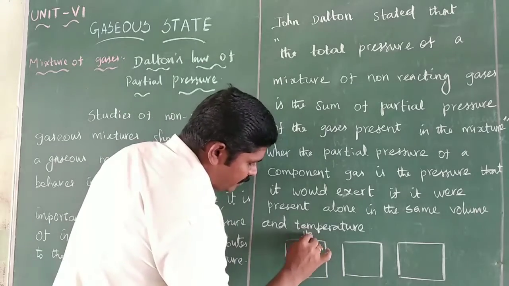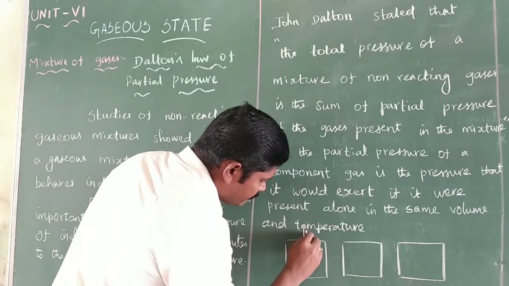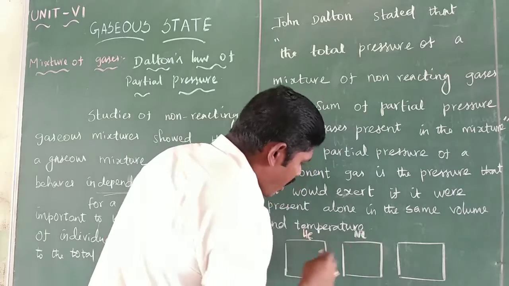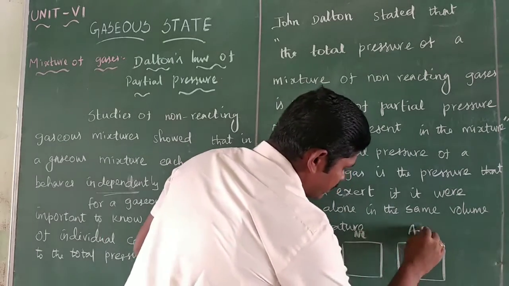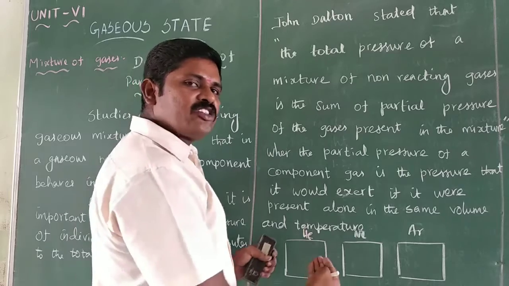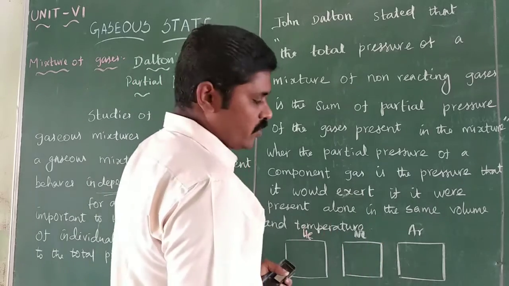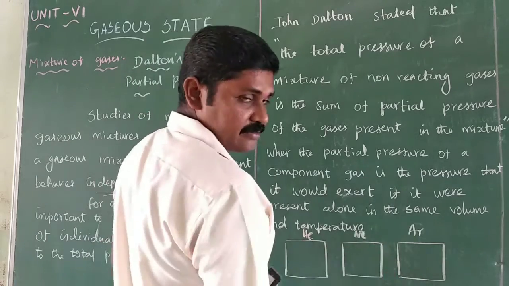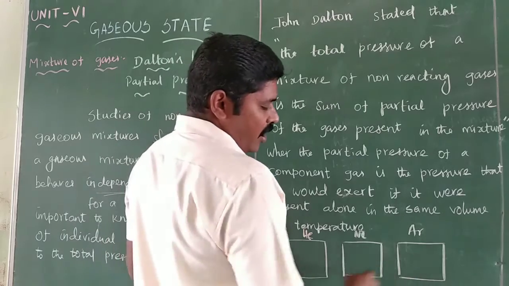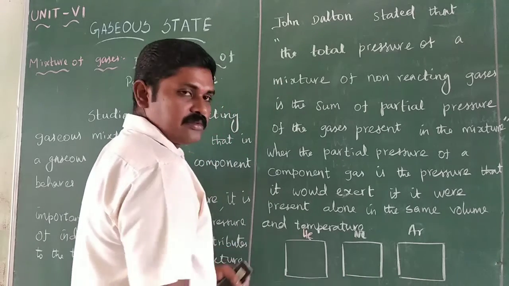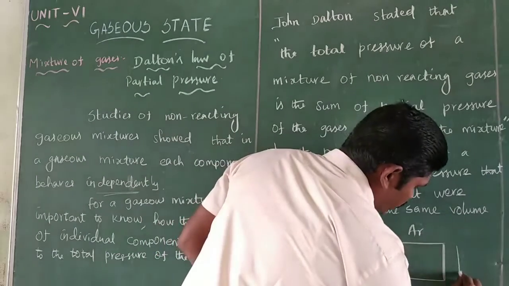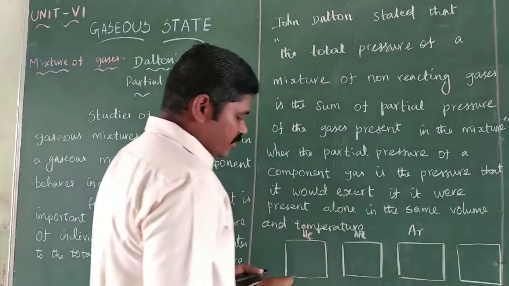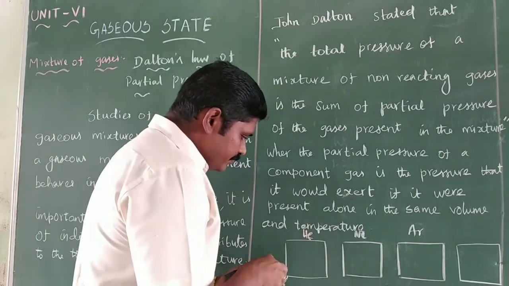For example, helium, neon, argon, hydrogen and nitrogen at STP conditions. Any one of the non-reacting gases is taken in each vessel. So helium, neon and argon are non-reacting gases mixed together in a vessel.